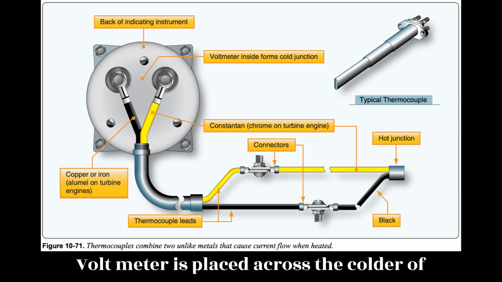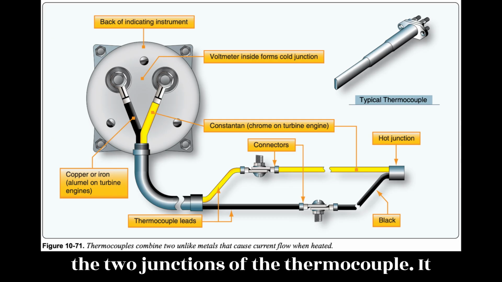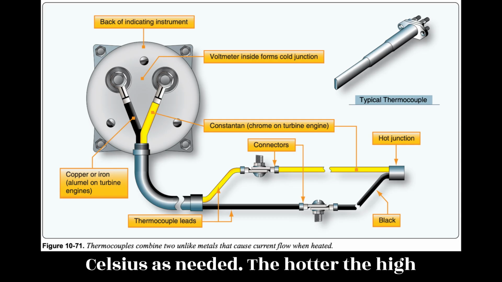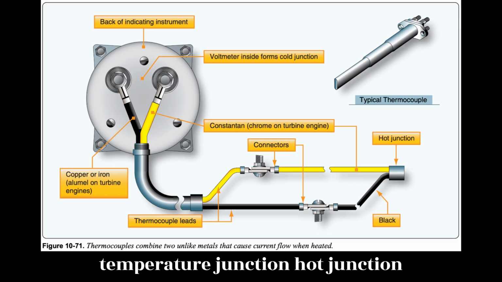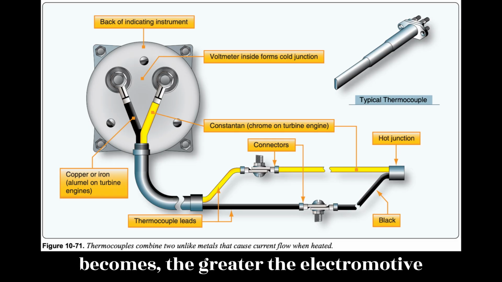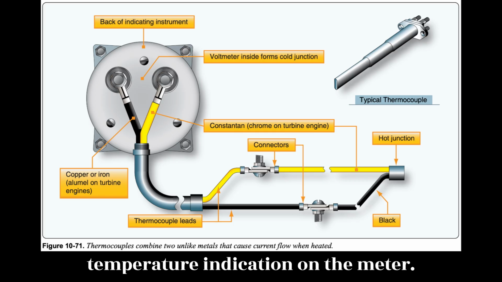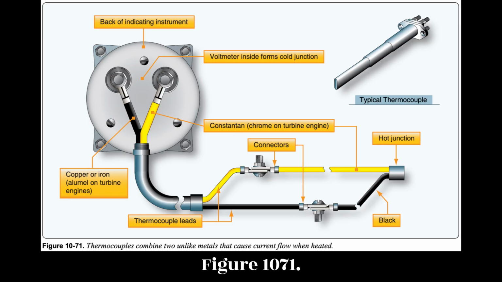A voltmeter is placed across the colder of the two junctions of the thermocouple. It is calibrated in degrees Fahrenheit or Celsius, as needed. The hotter the high-temperature junction, hot junction, becomes, the greater the electromotive force produced, and the higher the temperature indication on the meter. Figure 10.71.